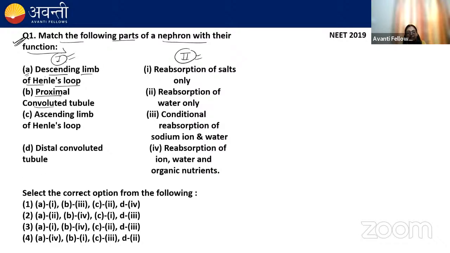What do you think? What will be the correct option for this question? Everybody in the chat box, quickly answer.